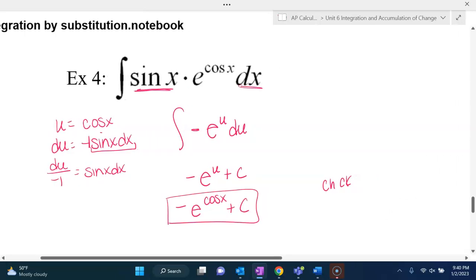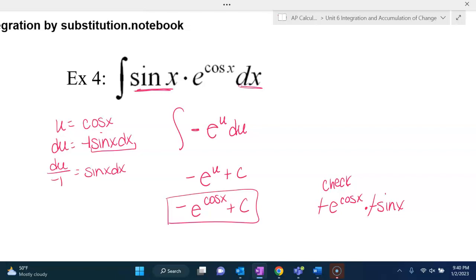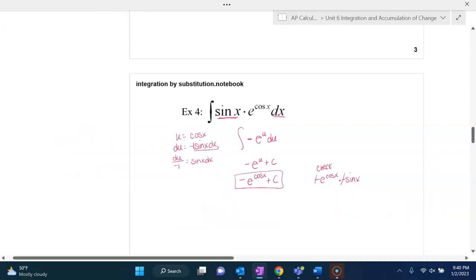Once again, if we do a quick little check here, sorry, all my stuff's not writing. Derivative of e is itself times the derivative of its exponent. So the derivative of its exponent here would be a negative sine, and those negatives cancel, and that's why what we started with didn't have any negatives.